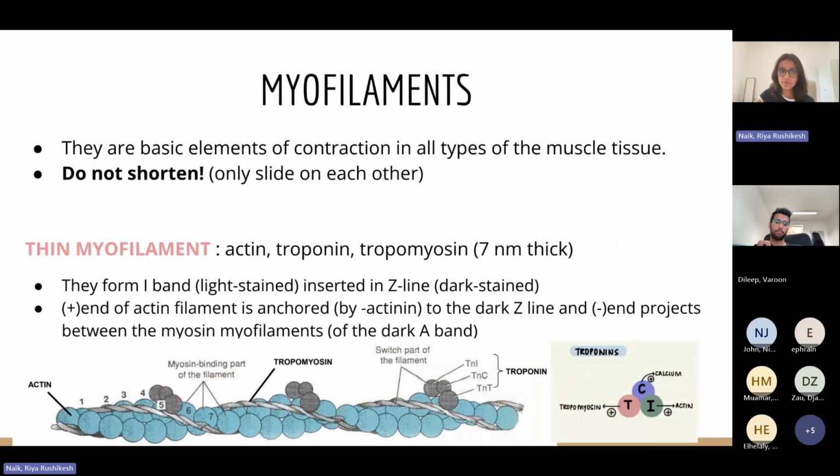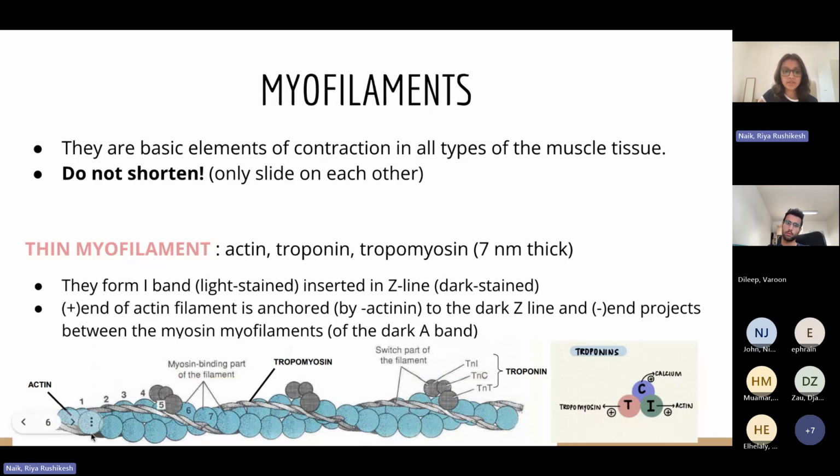Now, the myofilaments I was talking about earlier are the basic elements of contraction, and they do not shorten. The only thing they do is slide on each other, which causes contraction, and when they do not slide on each other and move away from each other, that relaxes the muscle. There are two types of myofilaments: thin myofilaments and thick myofilaments.